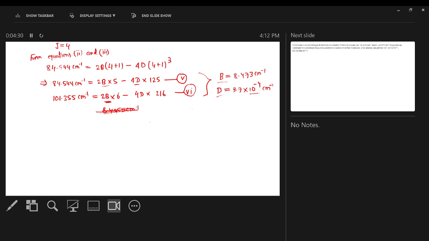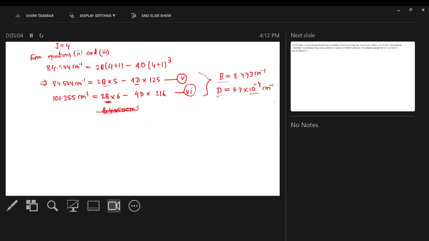Or physically we can think like that, because of this non-rigidity, the jth quantum number will not change. The energy for the jth quantum number may change, but the quantum number itself will not change. So that's why while determining J, we ignored D, we took D as 0. And from the calculation also we see that this D is a very small number.